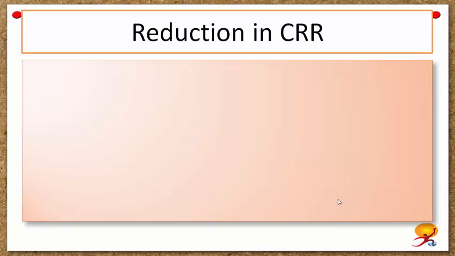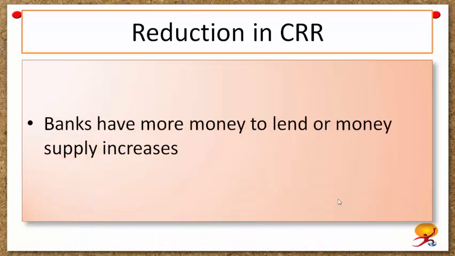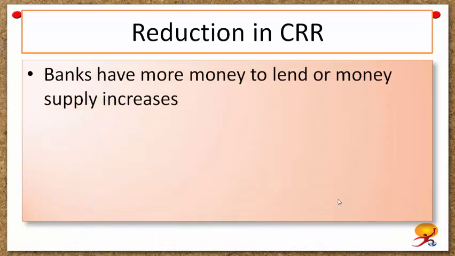Now what happens when there is a reduction in CRR or cash reserve ratio? The first thing that immediately happens is that banks will have more money to lend, or money supply increases in the economy. When CRR is reduced, banks will have to park less funds with RBI and they will have more funds at their disposal to give out as loans. This will increase money supply in the system and thereby cause a reduction in interest rates.